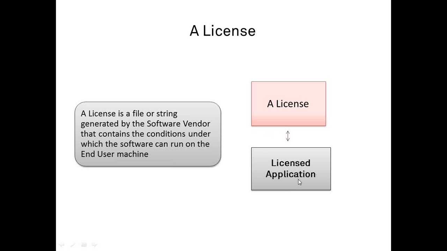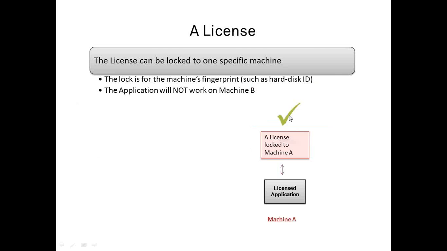So that way the software vendor can ensure that his application will run on the end user machine according to the license, according to the conditions that reside here in this digital string file that resides on the same end user machine. Now let me show you here an example of a license. Here we see a machine A. And on this machine there is the application, the licensed application with the license.